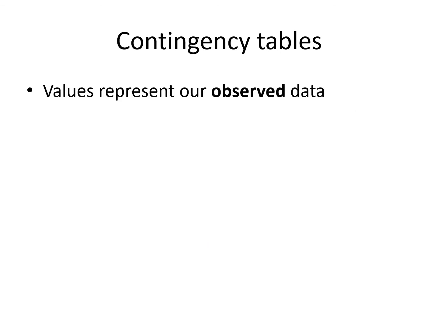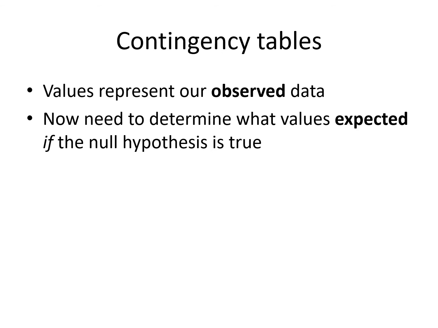Now, contingency tables reflect our observed data. How many quadrats had trees versus didn't have trees on the north and the southern aspects. But if we want to determine whether this supports our hypothesis, we need to know what the expected number of observations in each category would be if the null hypothesis was true. In other words, if there was no association.